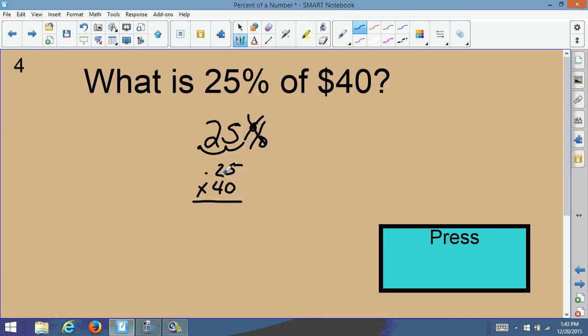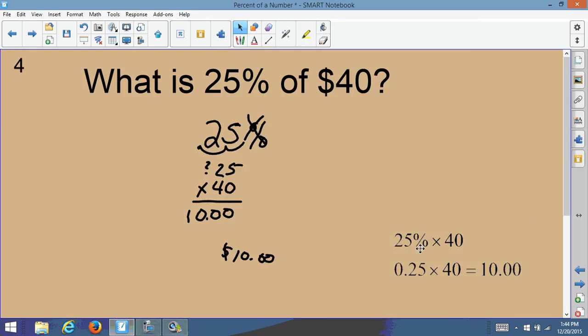So 0 times all of that stuff is just going to be 0, so I'll put down the placeholder 0. 4 times 5 is 20. Carry the 2. 4 times 2 is 8, plus 2 is 10. There are 2 numbers behind the decimal point here, so I'll have to have 2 numbers behind my decimal point down here. So my answer is going to be $10. So that is 25% of $40.